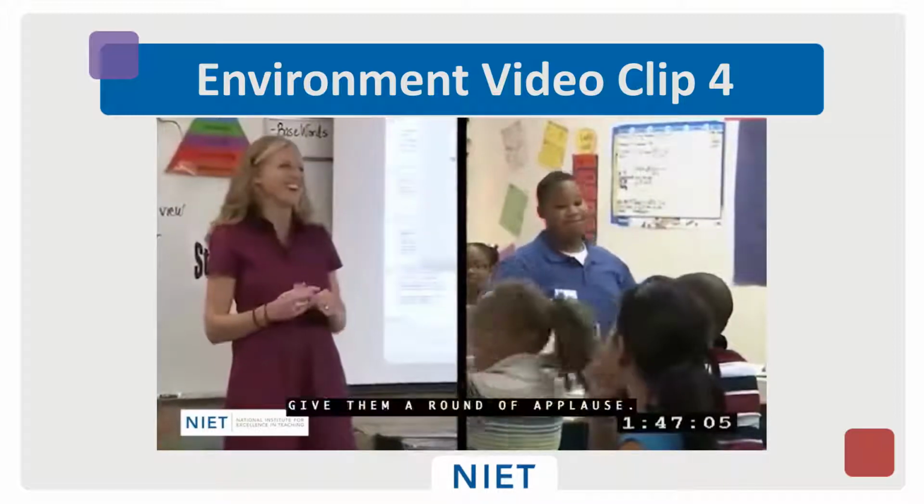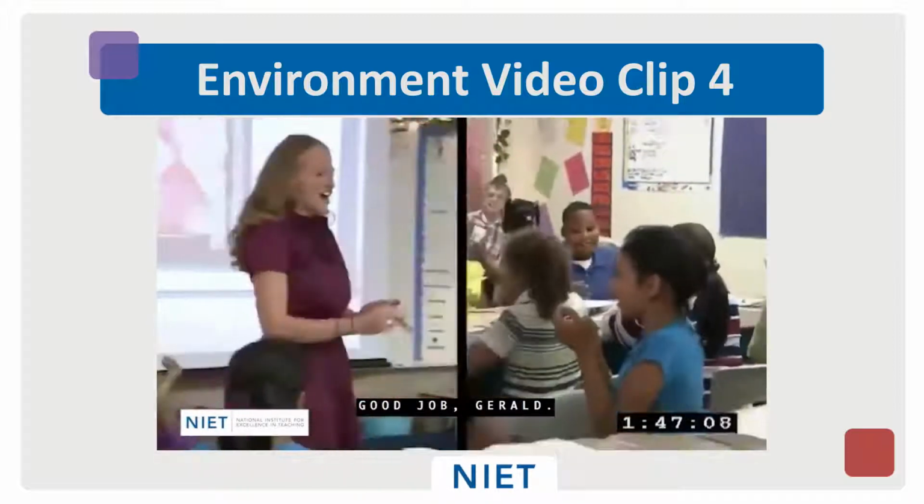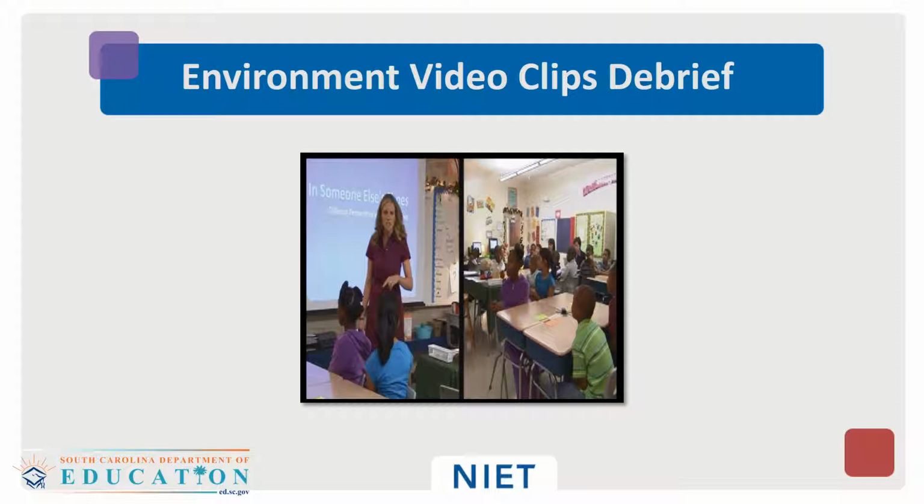Meow. All right, give them a round of applause. Good job, Gerald. Let's review some of the evidence you collected about the environment of this classroom. In clip 1, the teacher reviews the expectations for the lesson and for each group. In clip 2, the teacher circulates around the room during group work and often gets on the students' eye level when talking to groups. She positions herself next to a group that she anticipates will need guidance. The teacher provides guidance by questioning the students in order to prompt student thinking and engagement. You can see that the other group is working independently.